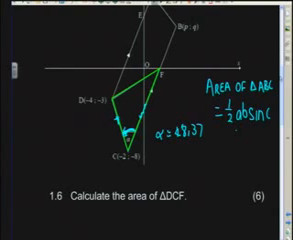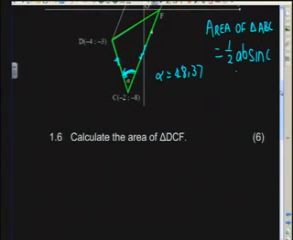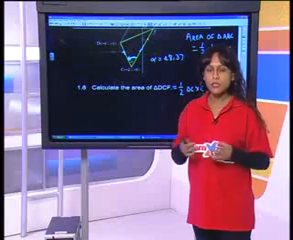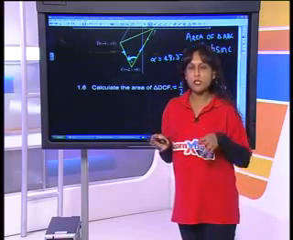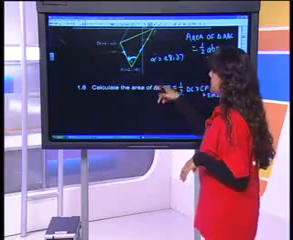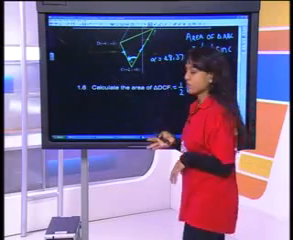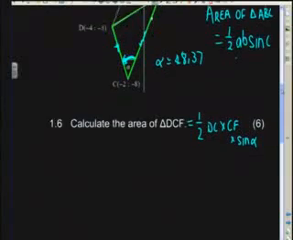So therefore, the area of triangle DCF is going to be equal to a half DC times CF, and then we're going to times that by sine of alpha. What you'll notice, guys, is that we don't have the lengths of DC and CF. So all we've firstly got to do, very simply, is work out the lengths CD and CF using the distance formula. So let's do that first.